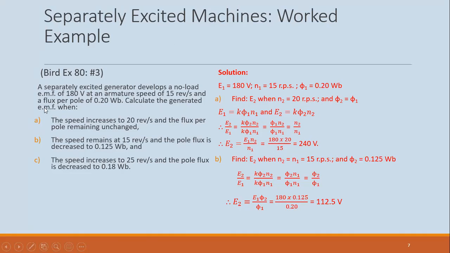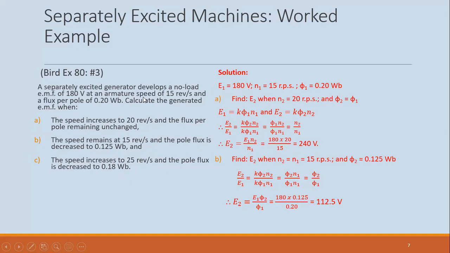Calculate the generated EMF when the speed increases to 20 revs per second and the flux per pole remains unchanged. Part B: when the speed remains at 15 revs per second and the pole flux decreases to 0.125. And then part C, when you have a change in speed and a change in flux. All right, let's get into it quickly.